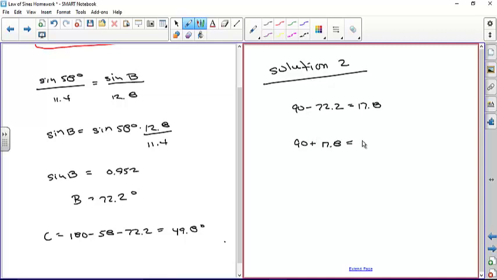Which is 107.8 degrees. And what I can do to double check this is take the sine of 107.8 degrees, and it should be the same as I used here. There's two solutions. One solution is 72.2, the other one is hopefully going to be 107.8. So if I take the sine of 107.8, I get 0.952. So that's my other solution.